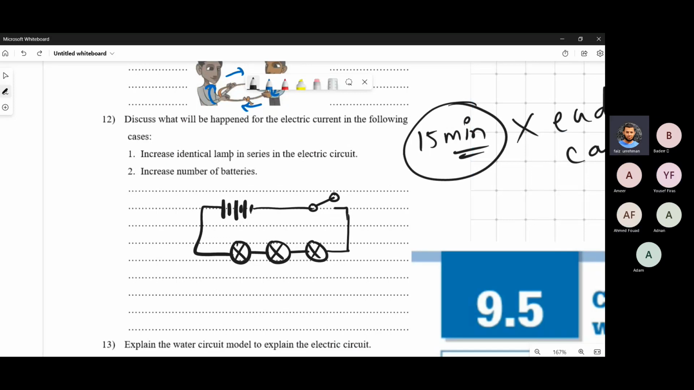So what will happen? Less light from the lamps. Yes, the lamps will dim. If you add an ammeter, it will have a lower reading, and the flow of charge will be less. You can include the ammeter also to get the measurements, to get the values. But even if you don't include the ammeter, will the lamps get dimmer?